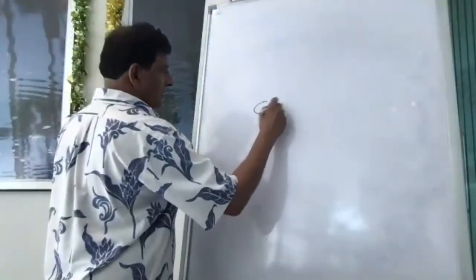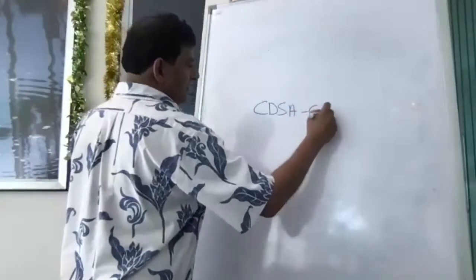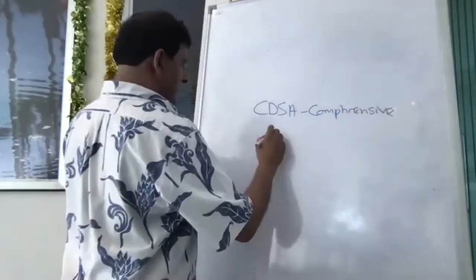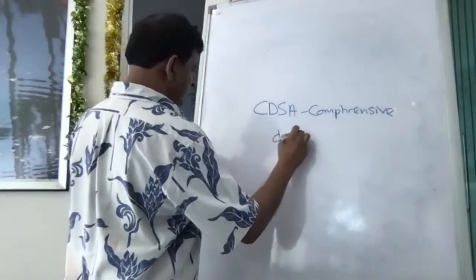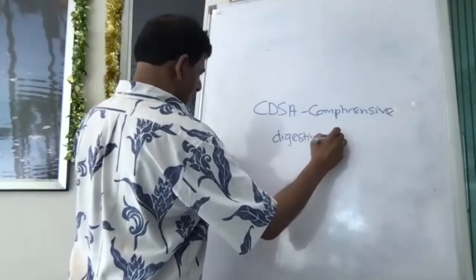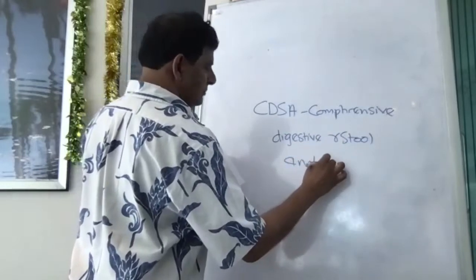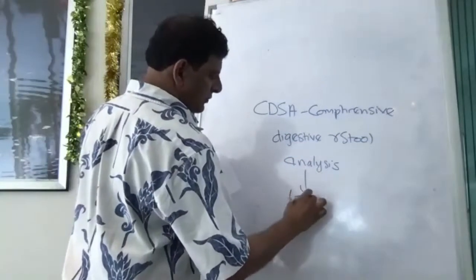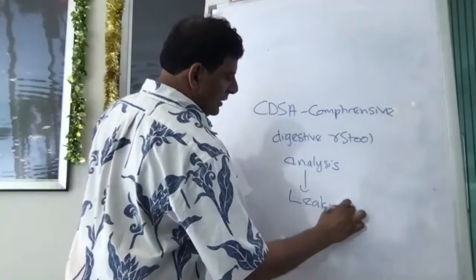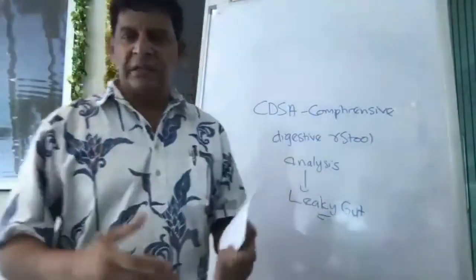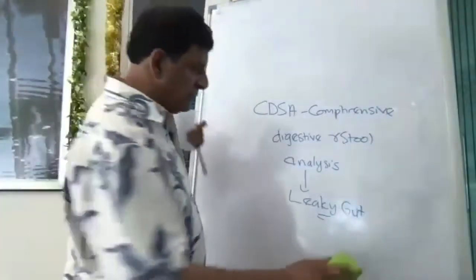The gold standard for leaky gut is called CDSA. CDSA is comprehensive digestive and stool analysis. This will give you a diagnosis of leaky gut. Leaky gut is primary to secondary. It's simple language for a person to understand.